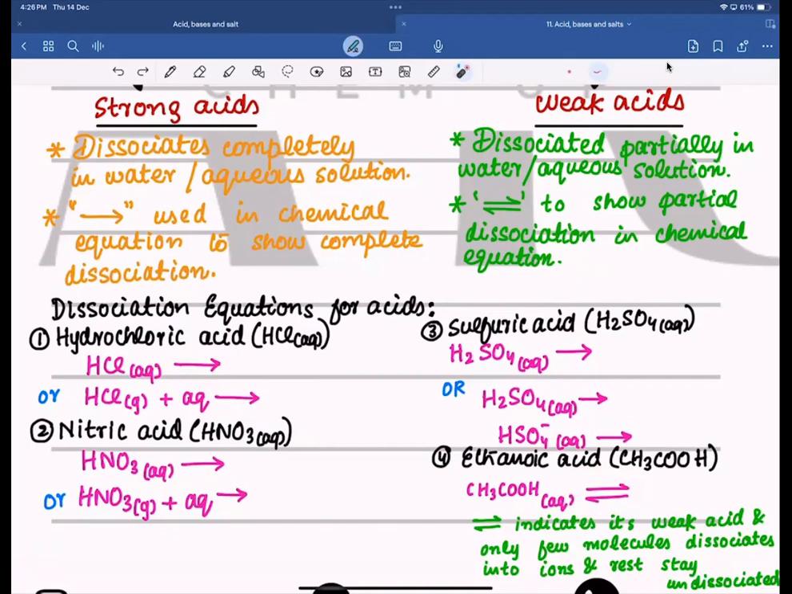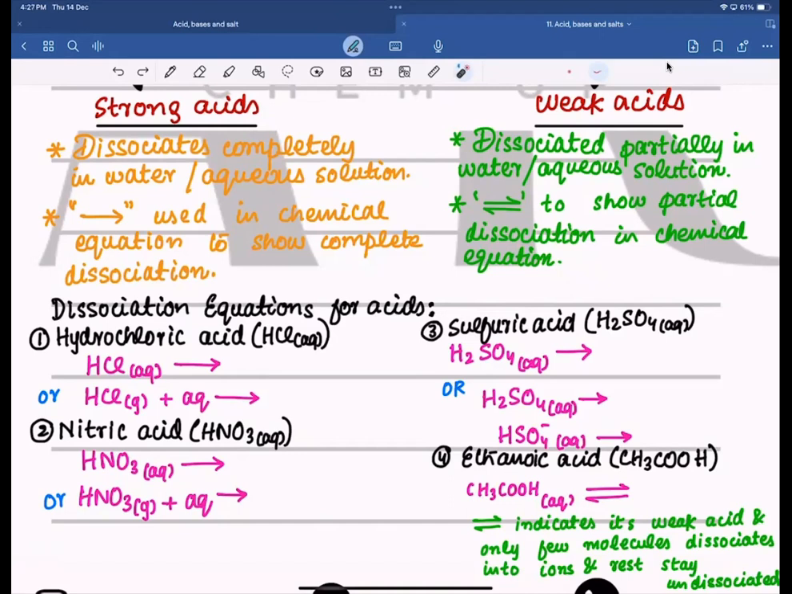Yes. Yes, Khatija? Sir, I want to ask why the arrows are different in both the cases. Like here we have only one arrow, but here we have reversible arrows. Is there any reason? Can you repeat again, please, Khatija? Sir, I am asking why the arrows are different in both the cases.